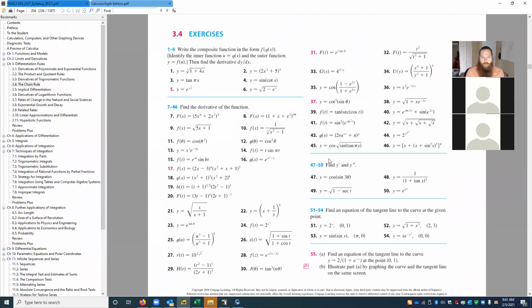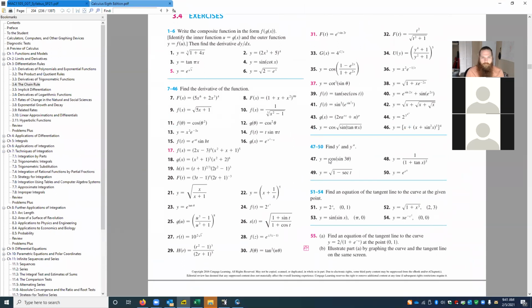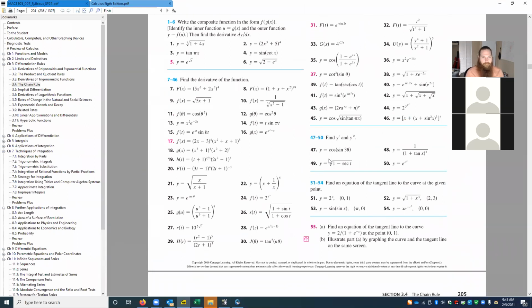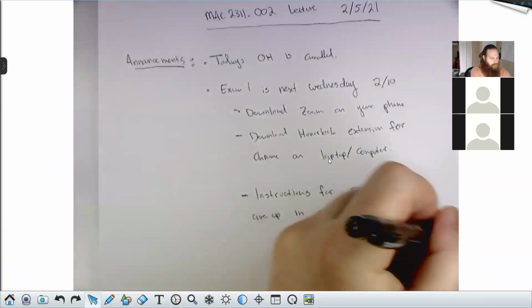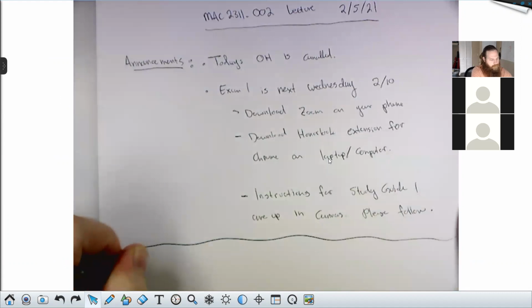Where were those? There was one or two of those. Yeah, okay. So, let's start here by saying, recall the special trig limits.